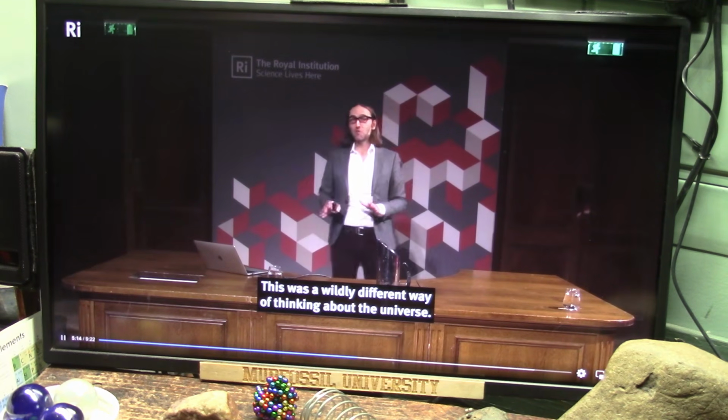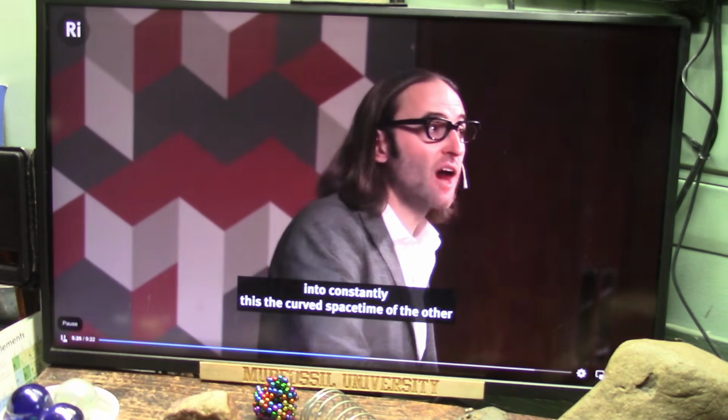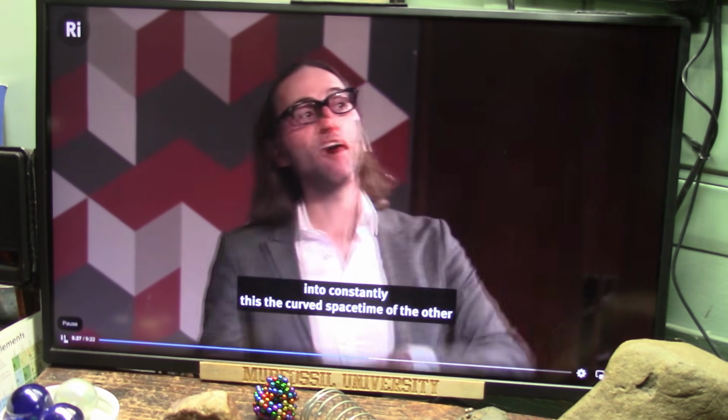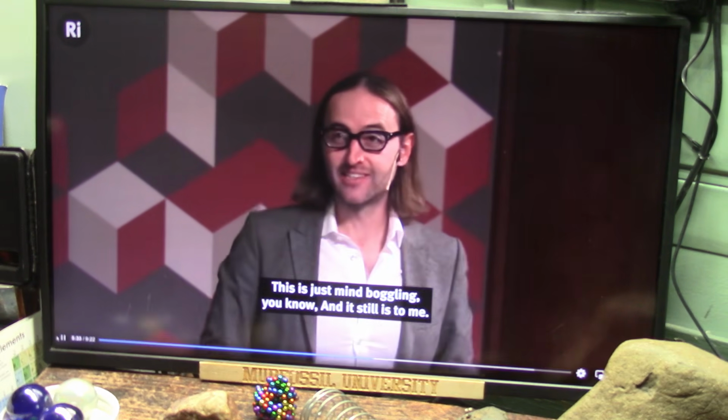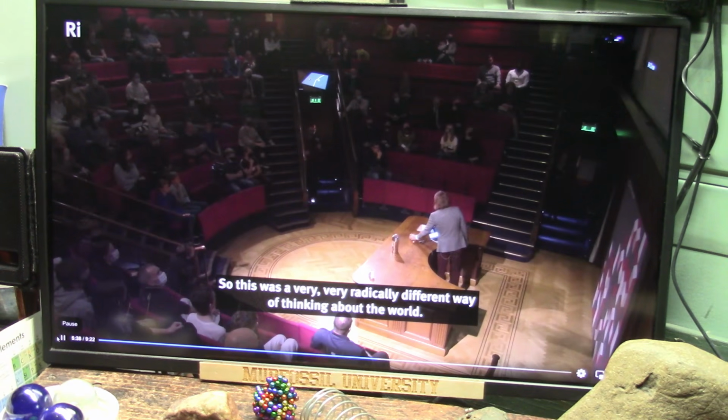This was a wildly different way of thinking about the universe. So therefore, we have our mechanism. The moon and the earth, for example, orbit around each other because each one is constantly falling into the curved space-time of the other, due to the presence of energy and matter density in space itself. We'll talk about the moon and its function around the earth later. But in the meantime, this is just mind-boggling, and it still is to me, and it was at the time too. This was a very, very radically different way of thinking about the world.